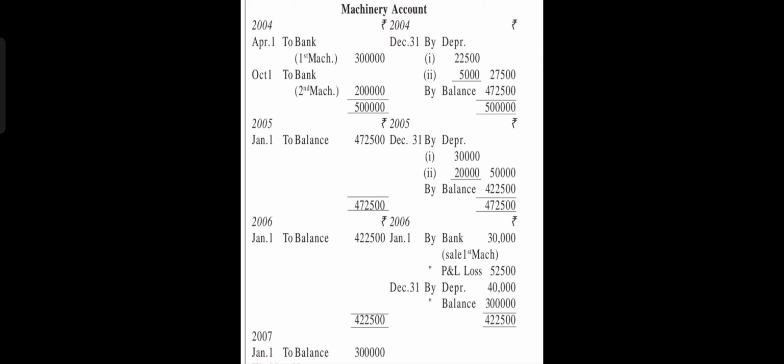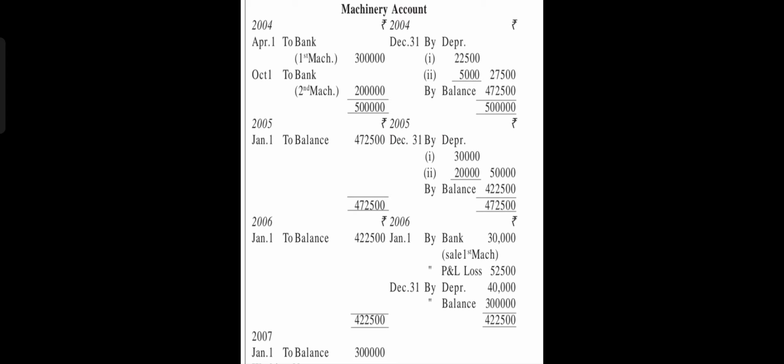Under the head by depreciation account, for machinery 1 we will be calculating on original cost 3 lakhs into 10%. The depreciation amount is rupees 30,000, and for machinery 2 it is 2 lakhs and the depreciation percentage is 10%. 2 lakhs into 10%, we got 20,000. So total depreciation for both the machinery is 50,000 in the outer column. Again we have a total of 4,72,500 on the debit side. After deducting depreciation of 50,000, we have a balance of 4,22,500 on the credit side that will carry forward for the next year.